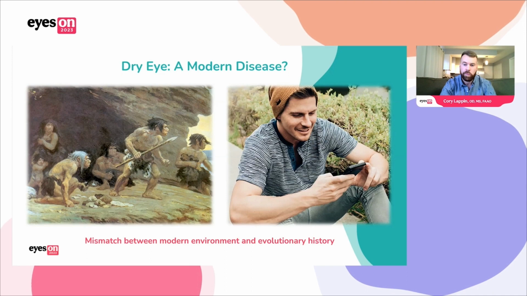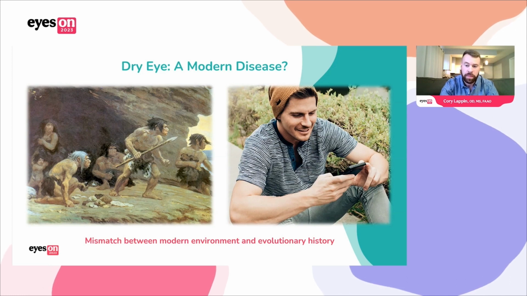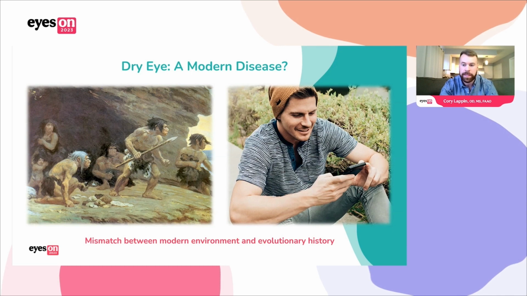So what happens when modern challenges are posed against a homeostatic system that was developed for a very different set of circumstances? Well, the result is a system that is constantly battling to maintain homeostasis in what can be a lopsided fight. And that's actually kind of what we have had happen in the case of dry eye disease.